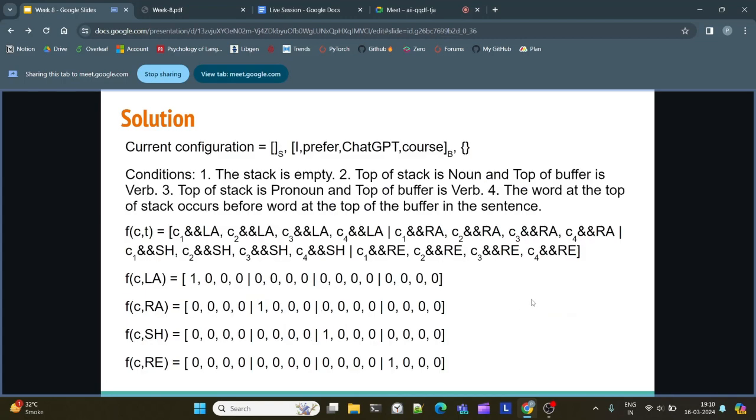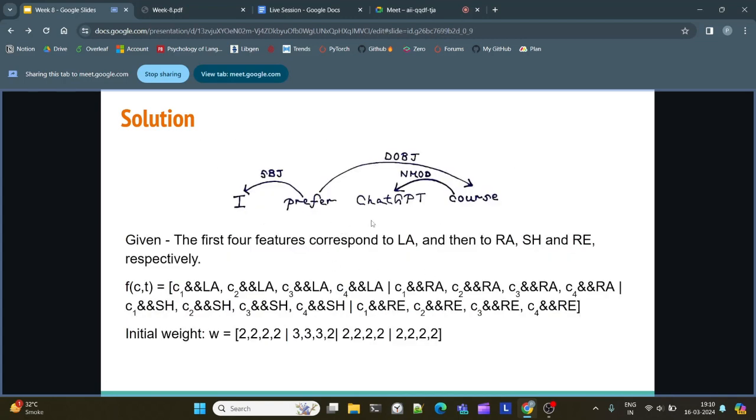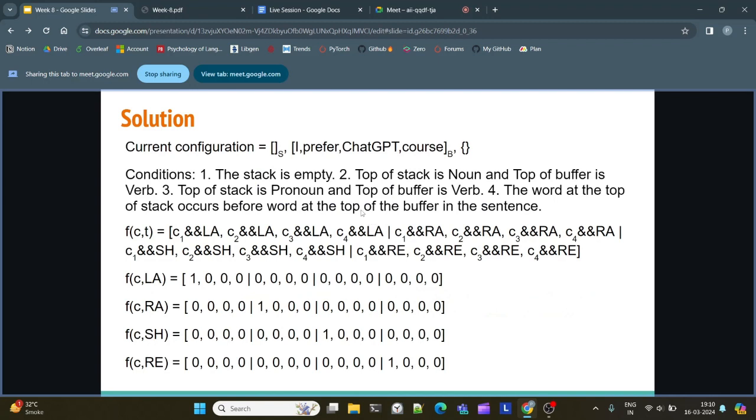So now what we need to do is, given the sentence, I first need to start with the initial configuration, which is this.